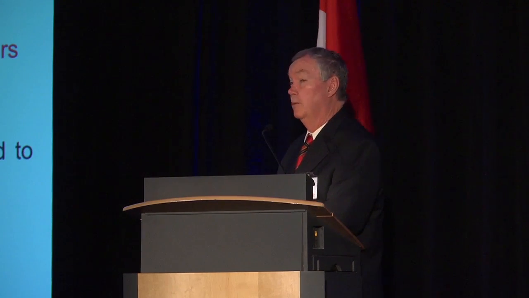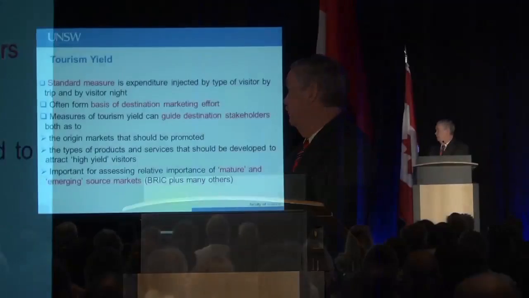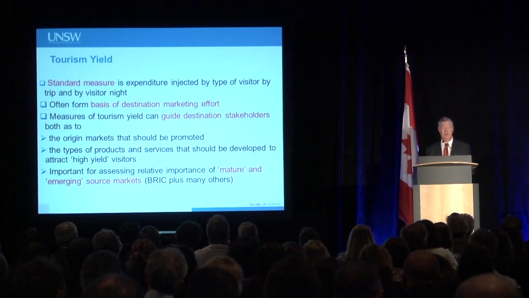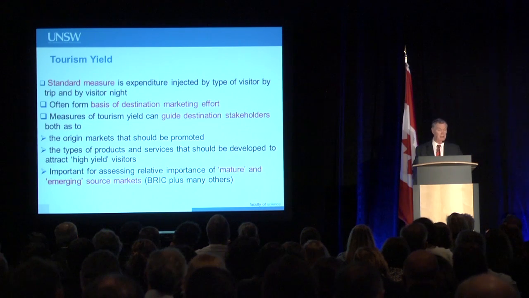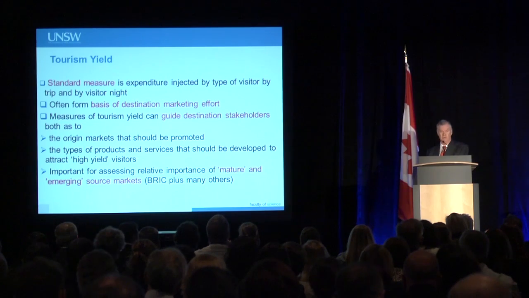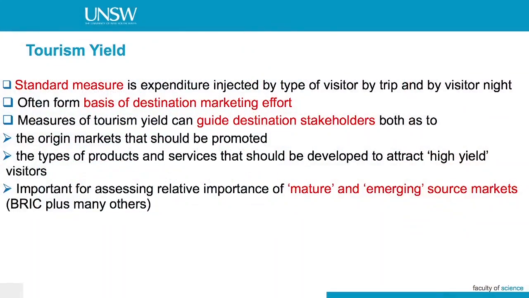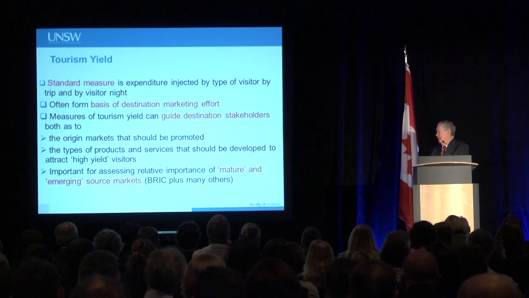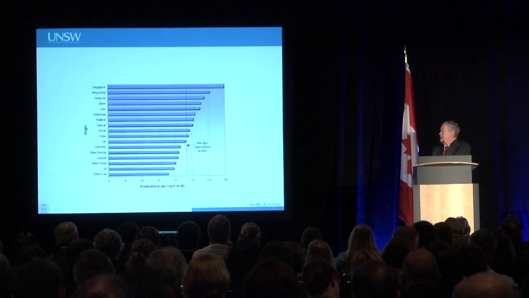And of course, measures such as this are important for determining the relative importance of both mature markets, that is, the major markets that already exist for a destination, and also emerging markets, markets of the future. And the Brazil, Russia, China, and India, of course, the largest democracy in the world. Okay, that's a brain snap.